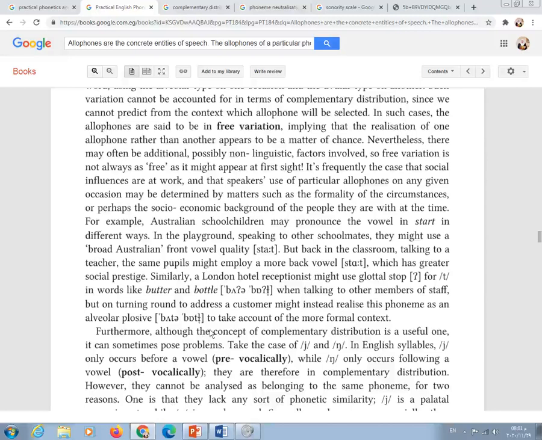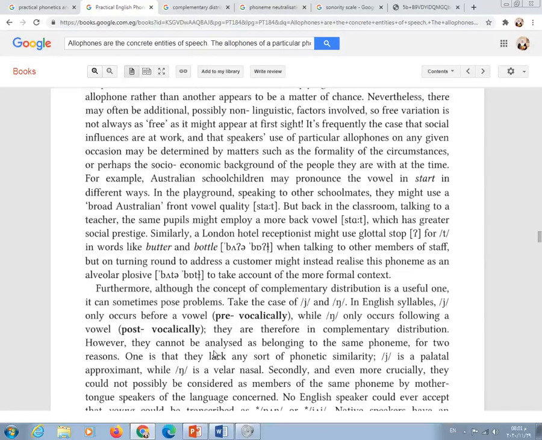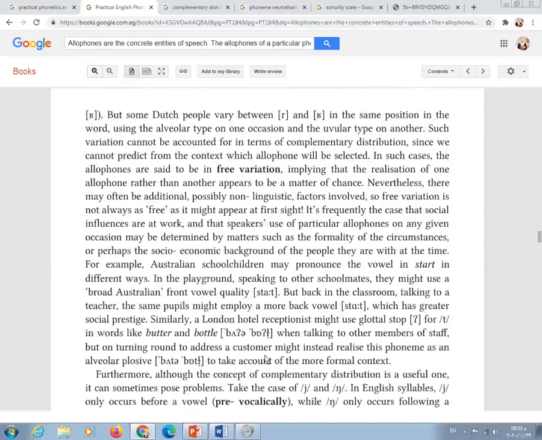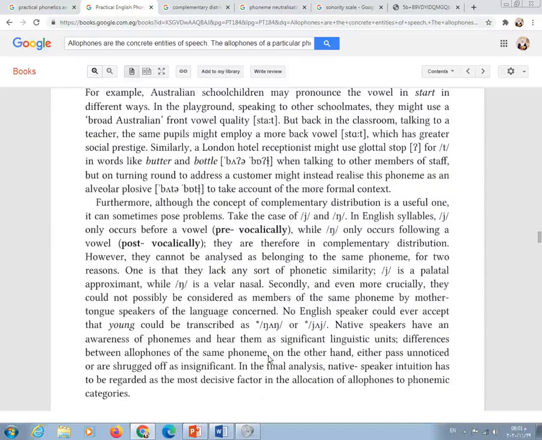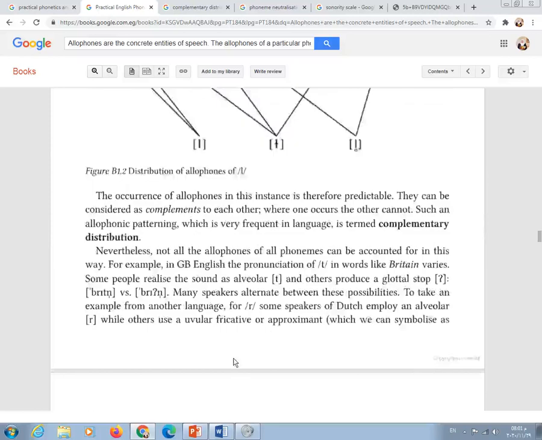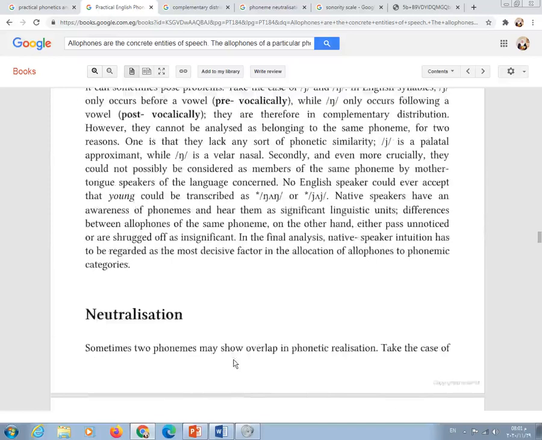The same happens when we have, for example, the receptionist who is working in a hotel and talking to clients. He uses words like water or butter, okay? But when talking to his colleagues, he may turn to the non-standard form and say ba'a and wa'a and so on. So here we have social influences that affect the free variation of the allophones of a single phoneme. However, we have to say that these variations do not change the meaning of the word, and they are just social in nature.